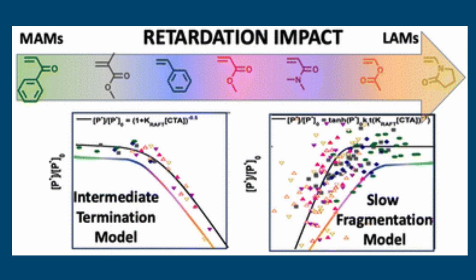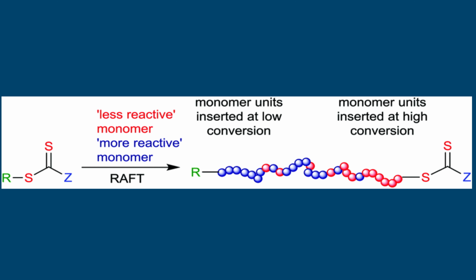Less activated monomers, LAMs. Examples include vinyl acetate and N-vinyl amides. For LAM polymerization, xanthates and dithiocarbamates are preferred RAFT agents. These groups reduce the stability of the intermediate radical and facilitate faster fragmentation.